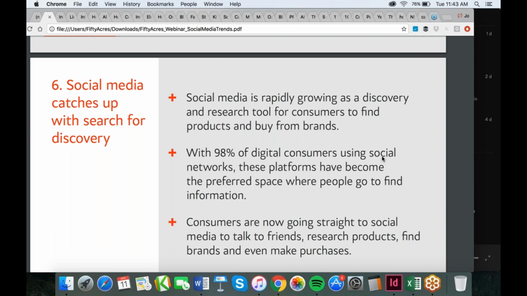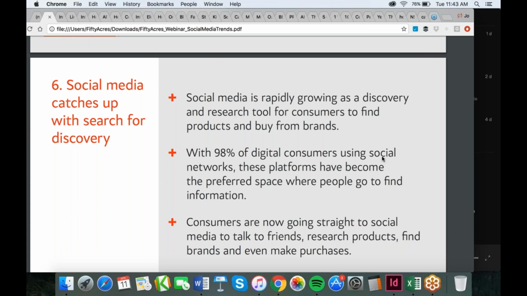Social media catches up with search for discovery. Social media is rapidly growing as a discovery and research tool for consumers to find products and buy from brands. With 98% of digital consumers using social networks, these platforms have become the preferred space where people go to find information. I'll often use a Google Shopping tag to try and find something, but I also look in Instagram or Facebook to locate that item, or in Amazon, or wherever it is that I might be going.